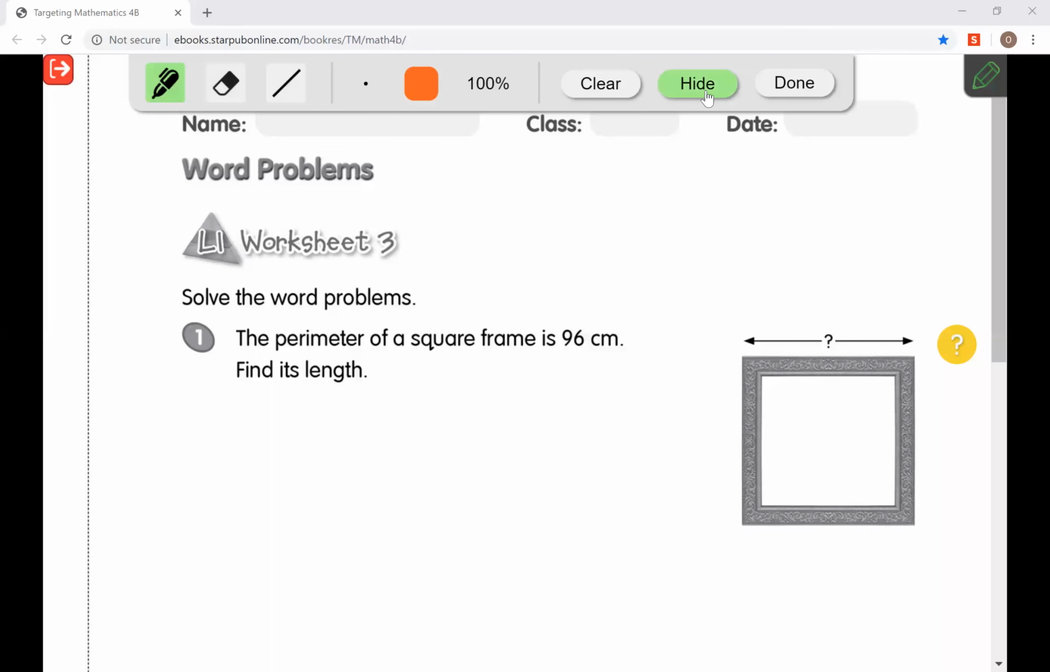We are going to do page 111 and 112. Please write your name, class, and today's date.